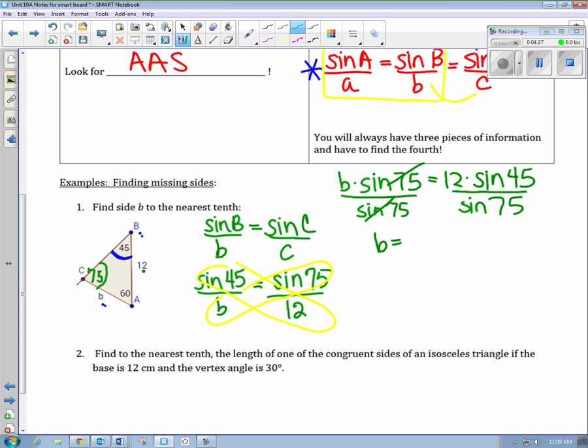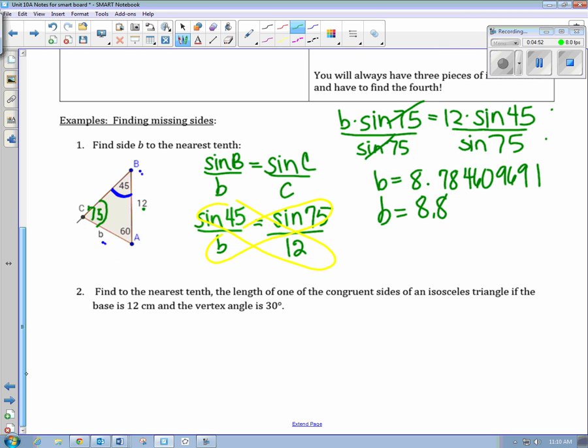And I'm going to get that B is equal to 12 sine 45 divided by sine 75, and I'm going to type that on my calculator. When I type that in, I end up with a big decimal. And remember, we leave that decimal unless we're told to round, which in this question we are, so 8.8 is my final answer.